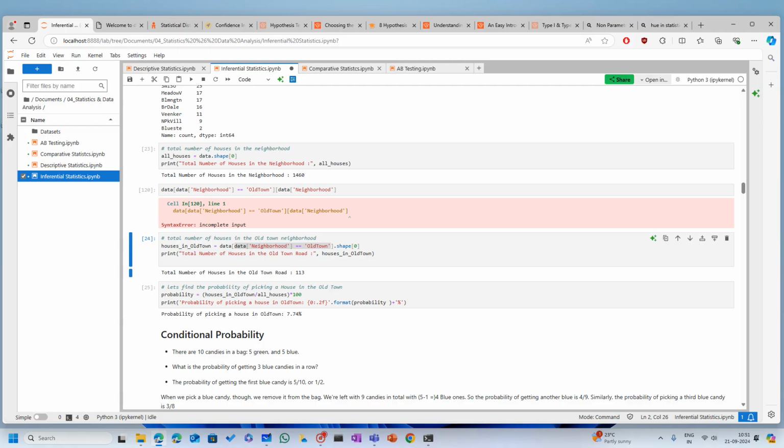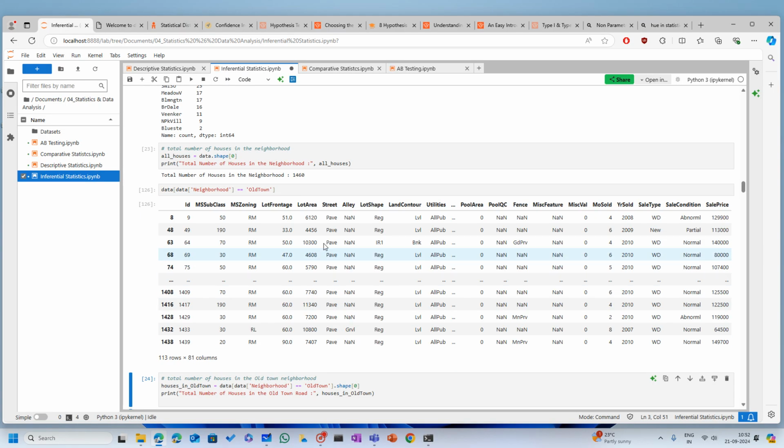Something is wrong. Yeah, that's because we haven't chosen the data yet. I didn't use the end bracket, that's why. Why is it incomplete input? Okay, hold on. Data dot neighborhood equals. Yeah, I meant that. Okay, let's try this. Okay, you are getting this.